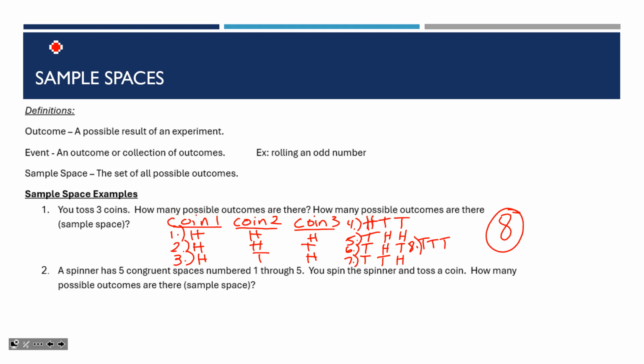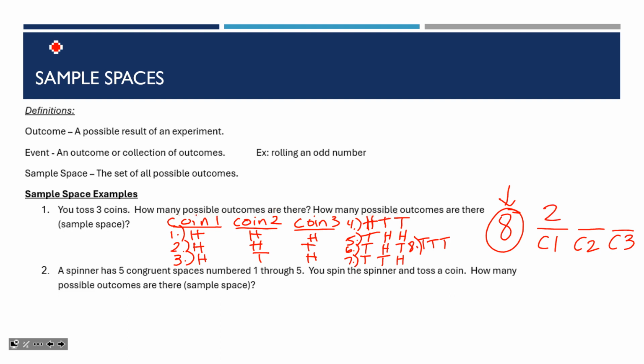But I want to show you what's called the multiplication principle that could have gotten us that answer 8 a little bit quicker. What I just did was I listed out all the possible outcomes. But if I just wanted to know how many there are, I could think about, well, how many things am I doing? I'm flipping 3 coins, right? So I'm flipping coin 1, coin 2, and then coin 3. For each of those flips, how many possible outcomes do I have?